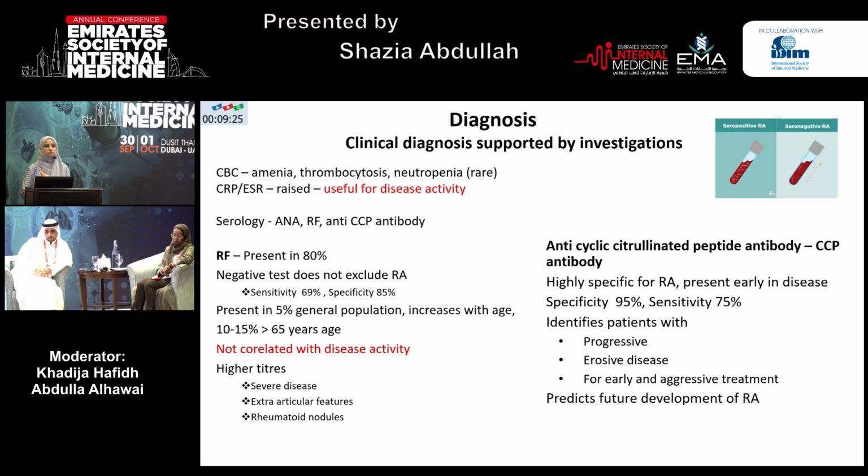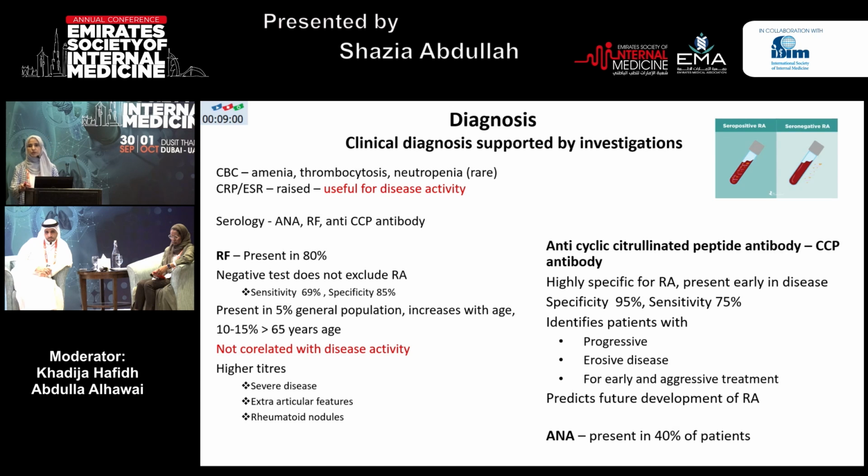Anti-CCP antibody is much more specific than rheumatoid factor, with a specificity of about 95%. Again, it doesn't change with disease activity, so there's no point in repeating it. It can be present years and years before the patient actually develops clinical disease, and it helps us identify a cohort of patients where we need to do early and aggressive treatment.